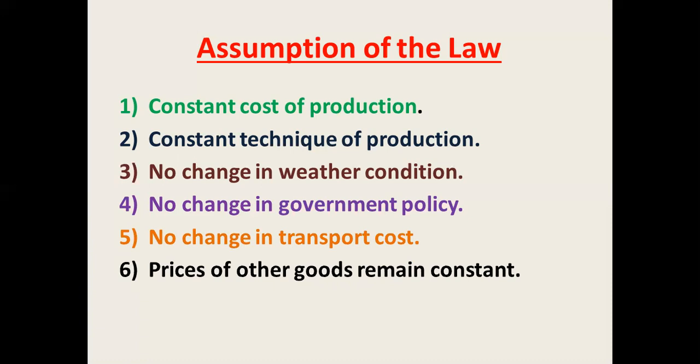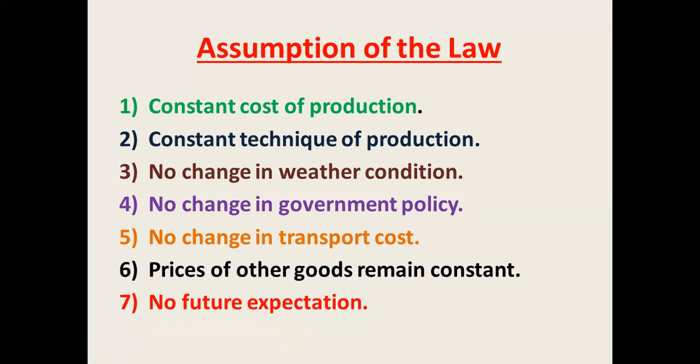Then the next assumption is that the prices of other goods remain constant. Which other goods? We assume that the other goods' prices remain constant. If they change, the law of supply may not hold true, because the producers may transfer resources to the other products. What does that mean? The factors of production will be transferred to another production side. It's not accountable to this law.